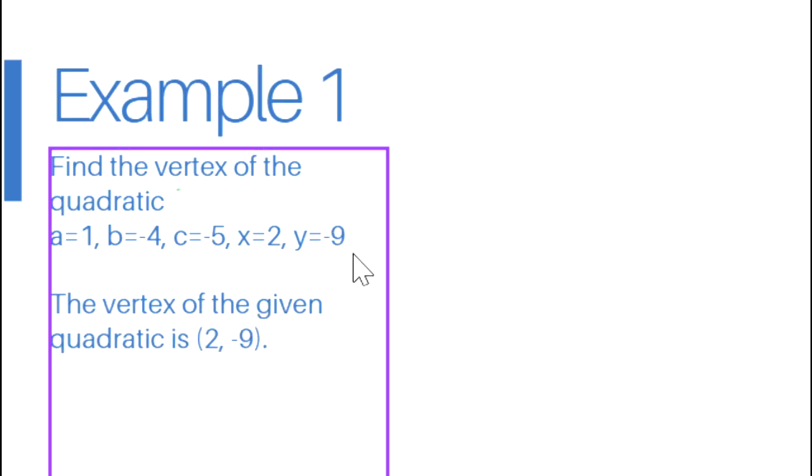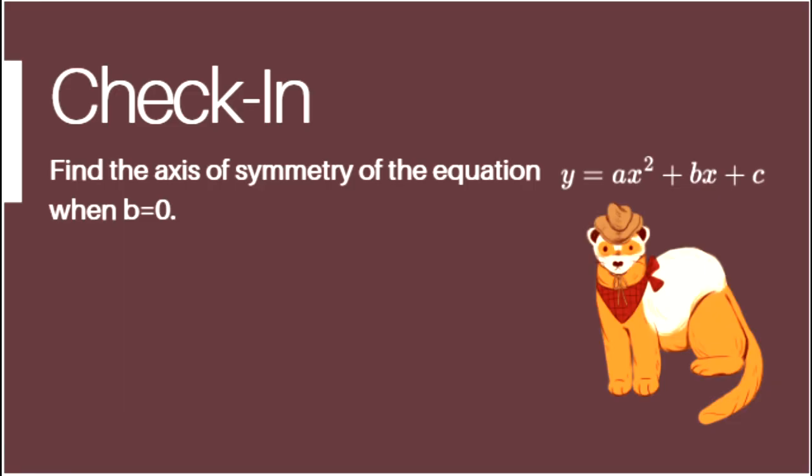So now y is negative 9. The vertex of the given quadratic is the x value, which is 2, and the y value, which is negative 9. Okay? So here's a check-in. If you feel like you can do it on your own, go ahead and do it. If you need to work with us, that's fine.